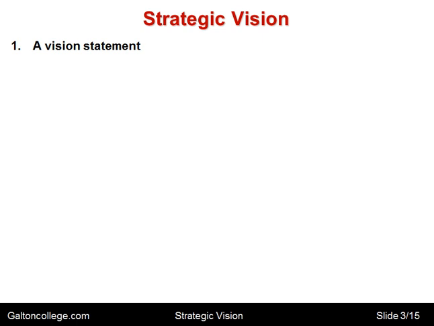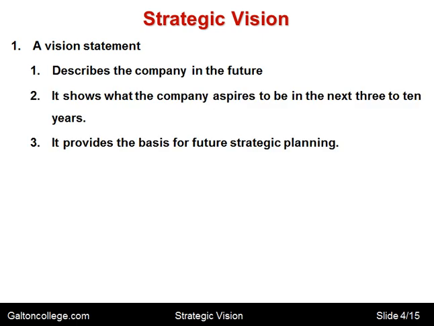Now, we'll start with a vision statement. A vision statement describes the company in the future. Not the company as it is now, it's a vision. It's the company in the future. It shows what the company aspires to be in the next, say, 3 to 10 years. And it provides the basis for future strategic planning.